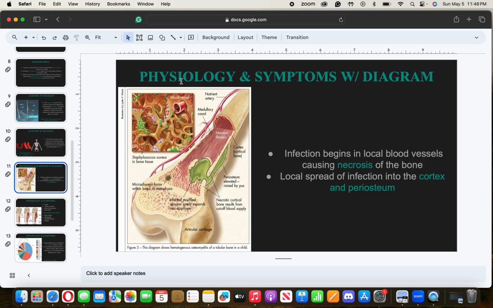Infection usually begins within local blood vessels to a bone, causing necrosis of a region of the bone. It can then spread to the cortex and the periosteum. This is an image illustrating just that.